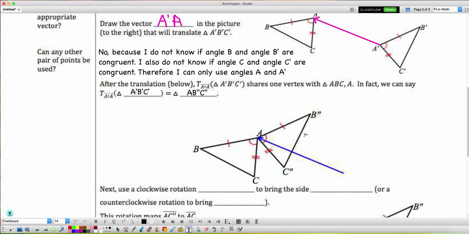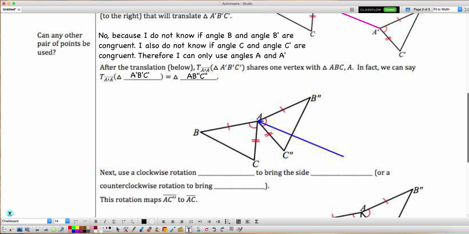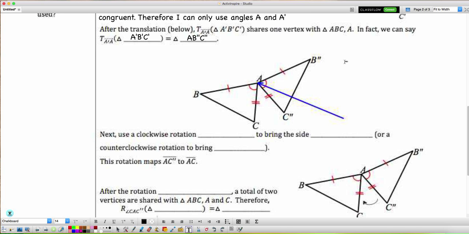And so again, you can see that here, this triangle was here as primes. It shifted up. The A took the name of the A that was already there, and then the B and C became double primes. So after that, again, our goal is to map this triangle onto the pre-image. We're trying to see if they overlap exactly and map onto each other. So next we're going to use a clockwise rotation.